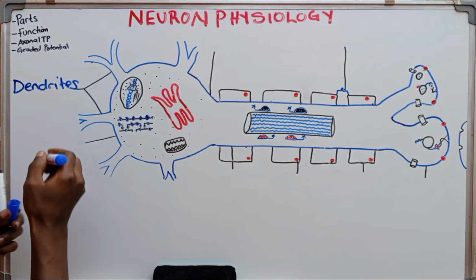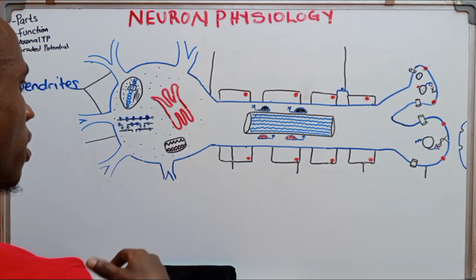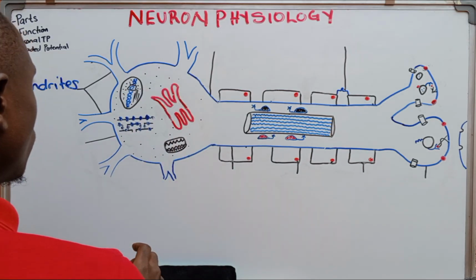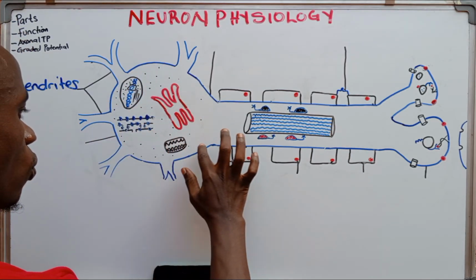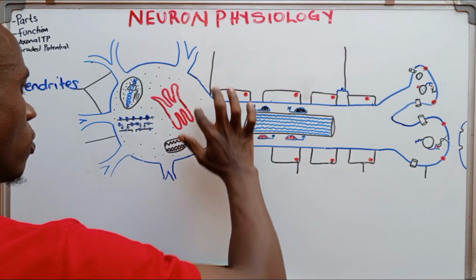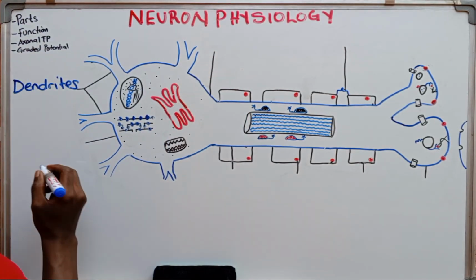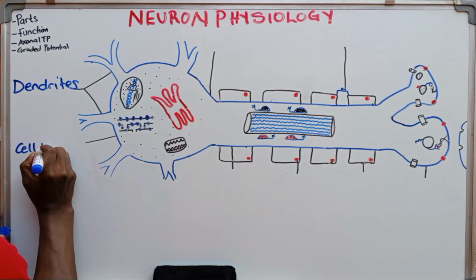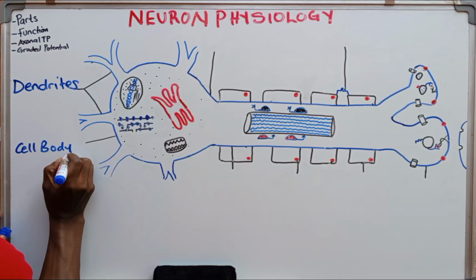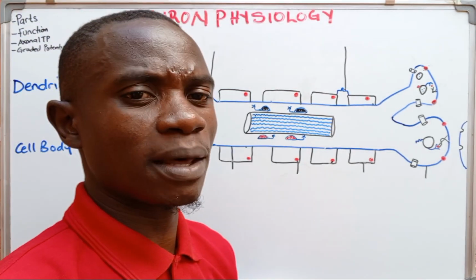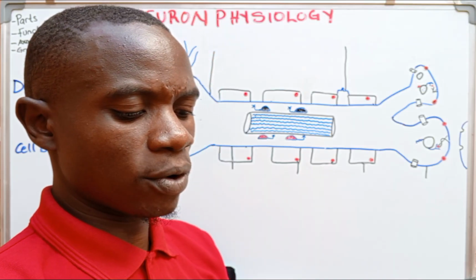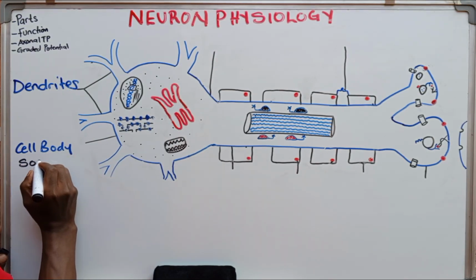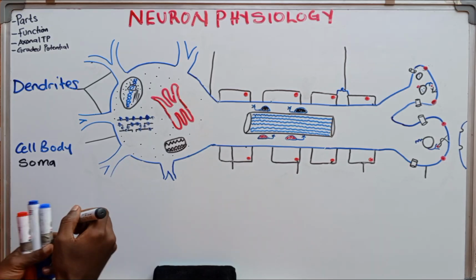There are going to be a lot of these dendrites coming off of this bulbar structure. Now how do we call this round structure? The whole of this structure is what we call the cell body. But you may find some other books or authors calling it the soma.